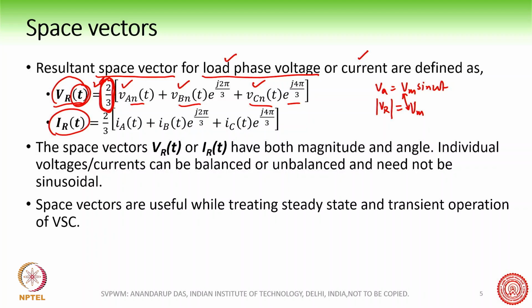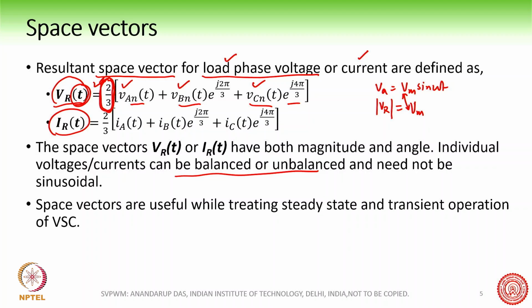The other point to note is that the space vector, as per the definition, is the equation that we have described. It is equally applicable for both balanced and unbalanced operation, and these quantities need not be sinusoidal. Which means that even in unbalanced operation, space vectors can be used, and we can find out the resultant space vector, and even in the presence of harmonics also.